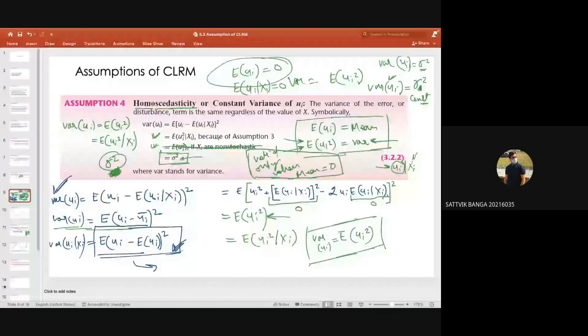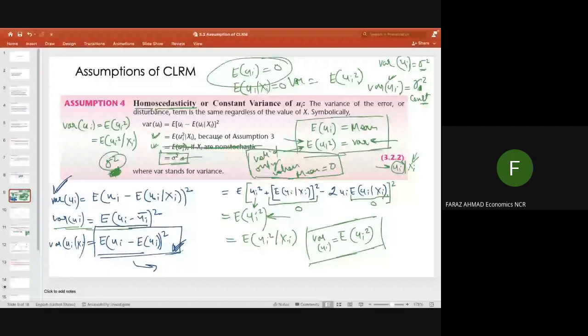Second thing is why this is zero. This is zero by assumption three. Assumption three says that the conditional mean of ui is zero. So keeping that here, conditional mean of ui is zero, I'll put this thing to be zero. Zero squared is zero. Here, conditional mean of xi is zero, zero times ui times two is also zero. So these two terms vanish, and the only term remaining is this one.